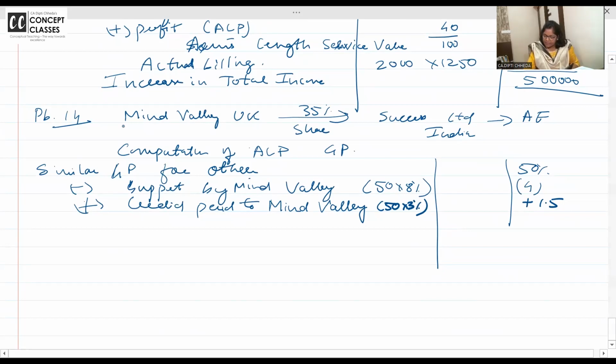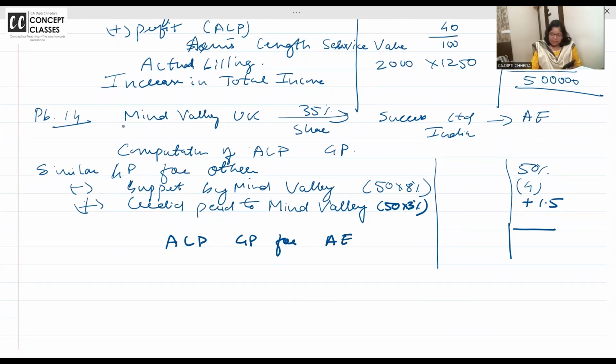90 days credit we are giving. So what is the arm's length price GP for associate enterprise? 50 plus 4 minus 1.5. Sorry, why plus? 50 minus 4 because they are helping us, plus 1.5. 47.5%.